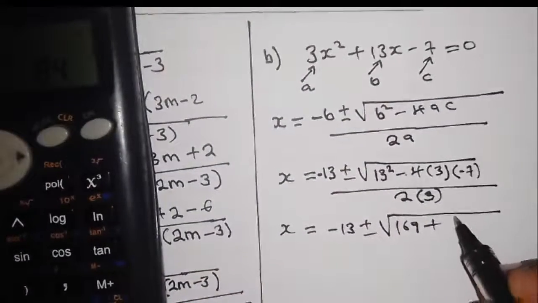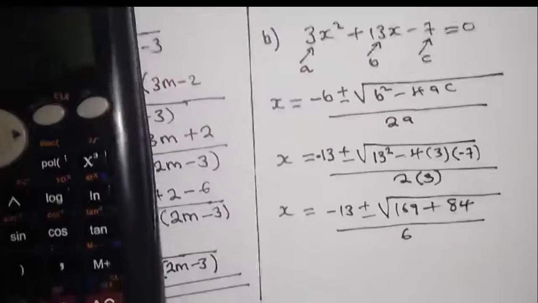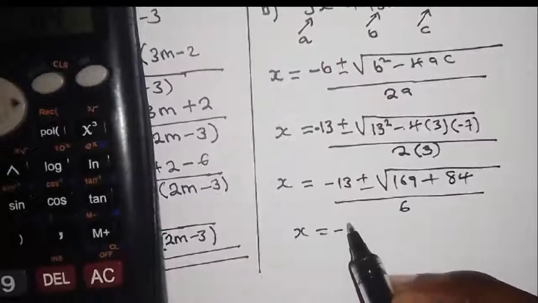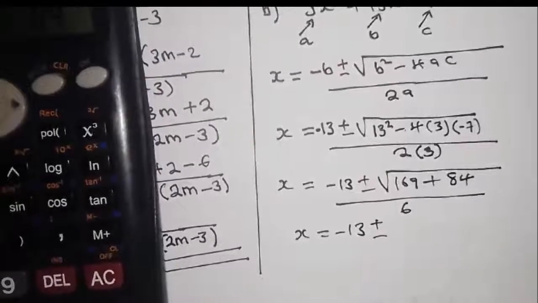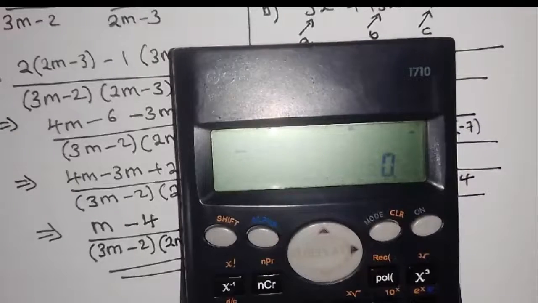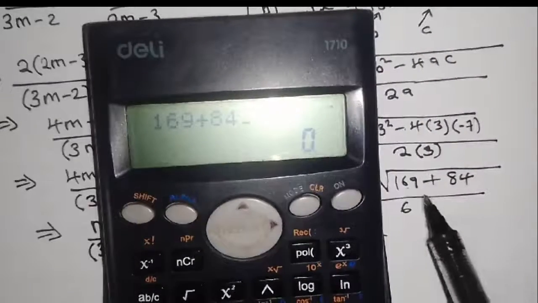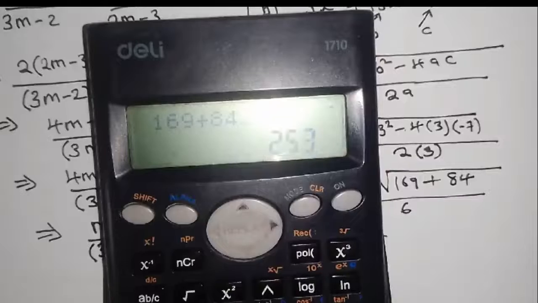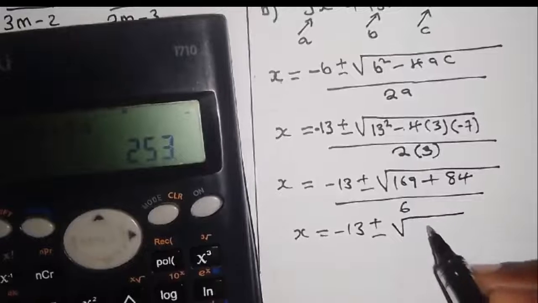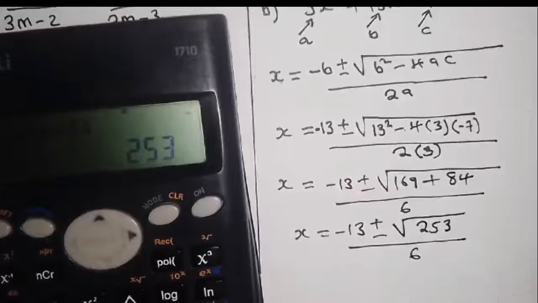So you get positive 84, and then over 6. And then from there now, we're going to say x is going to be negative 13 plus or minus. Now once you add, so I'm going to say 169 plus 84. So you're just doing this plus this. So you get 253. You get 253. So you have this, then over 6.